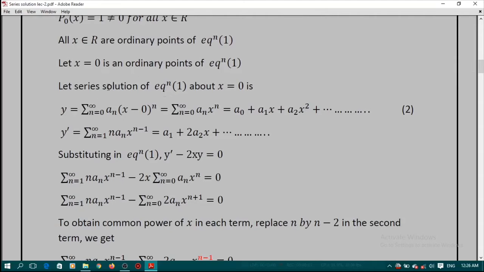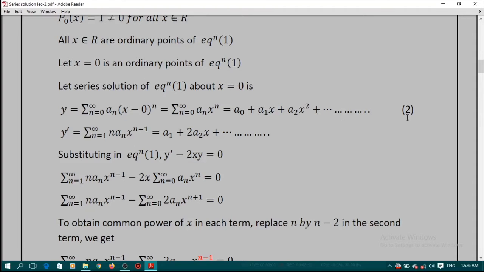So let x equal to 0 be an ordinary point of equation 1. The series solution of equation 1 about x equal to 0 is y equals summation n running from 0 to infinity a_n into (x minus 0) whole raised to n. If you choose x equal to 1 here, we get x minus 1. If you choose x equal to minus 1, we get x minus minus 1 whole raised to n, that means x plus 1 whole raised to n. So it depends on the point. That equals summation n from 0 to infinity a_n x raised to n, or in descriptive form, a0 plus a1 x plus a2 x square plus so on.